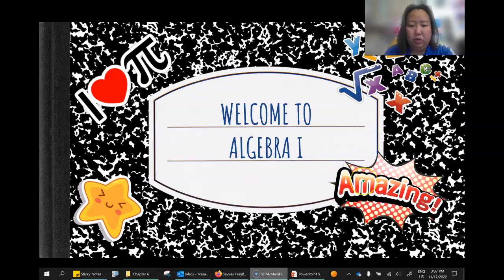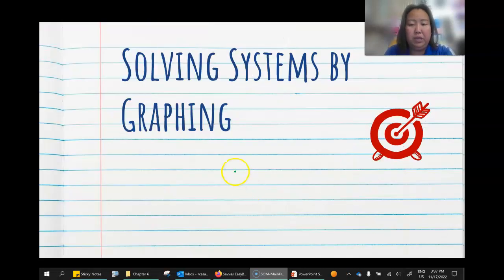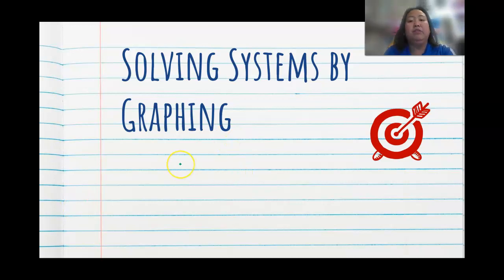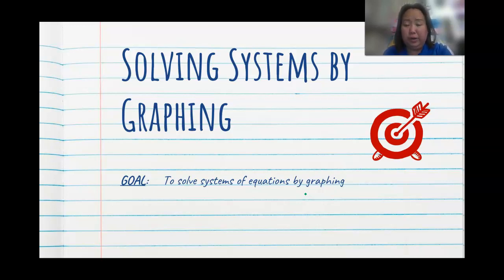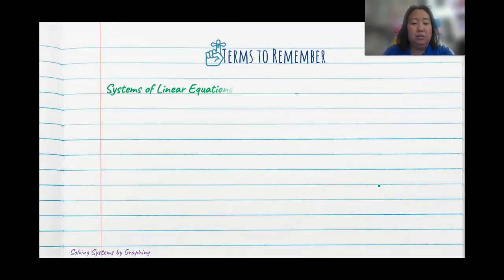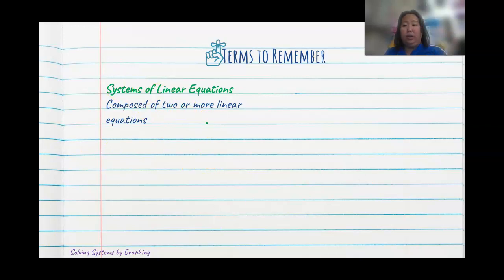Hi everyone. So what we are working on today will be solving systems of linear equations by graphing. Our goal is to be able to solve systems of equations using graphing and also to analyze some special systems. So before we begin, what is a system of linear equations? A linear system is composed of two or more linear equations. In our case, we'll just be working with two different linear equations, all right?